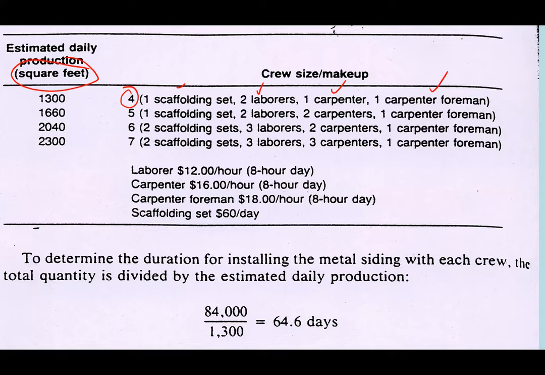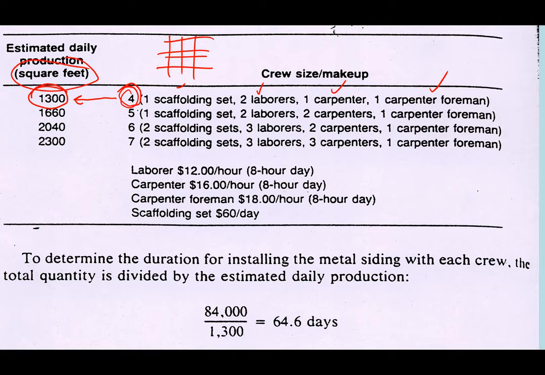Okay. Based on this so-called crew size 4 here, how much can that crew install? Let's say that crew can install 1,300 square foot of scaffolding. You know scaffolding? Okay. We use scaffolding for bricklaying, plastering, painting, etc. Okay, that could be one scenario.